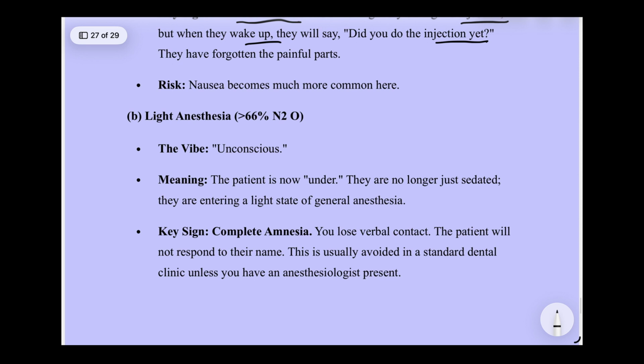And light anesthesia, when there is more than 66% nitrous oxide, sedation is there, unconsciousness is there, the patient is now under. They are no longer just sedated, they are entering a light state of general anesthesia. So complete amnesia, you lose verbal contact, the patient will not respond to their name. This is usually avoided in a standard dental clinic unless you have an anesthesiologist present.